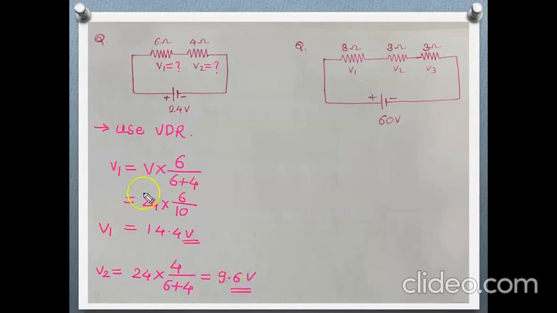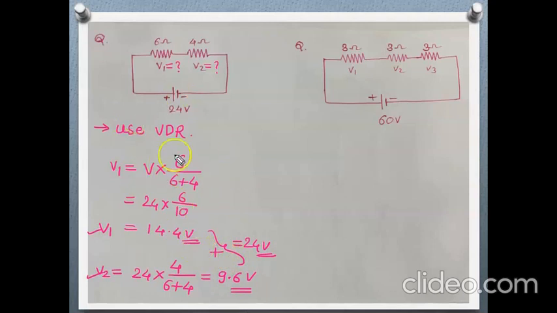This is the value of V2, that is the voltage across the 4 ohm resistance, and V1 and V2 should add up to 24 volt. So let's check. V1 is 14.4 volt and V2 is 9.6 volt. 14.4 plus 9.6 is nothing but 24 volt. That means our answers are correct.